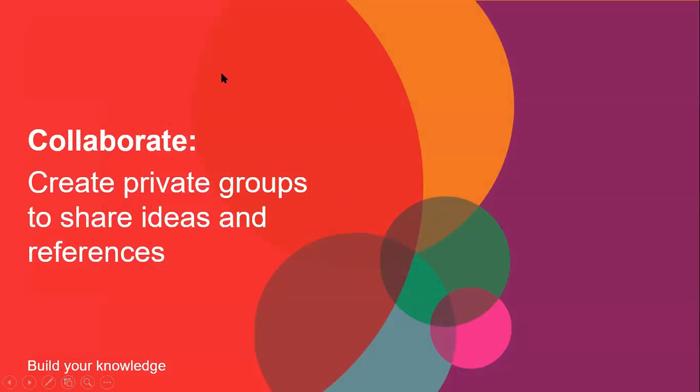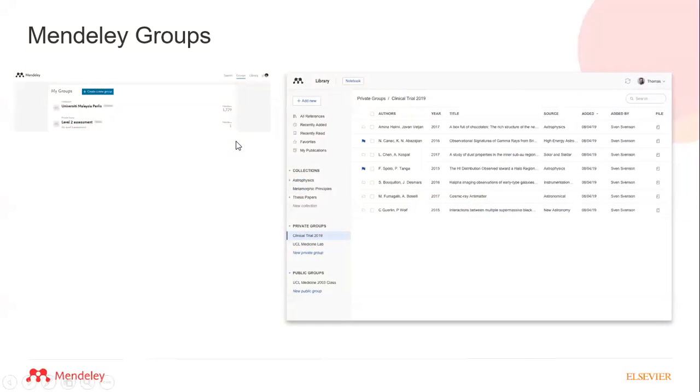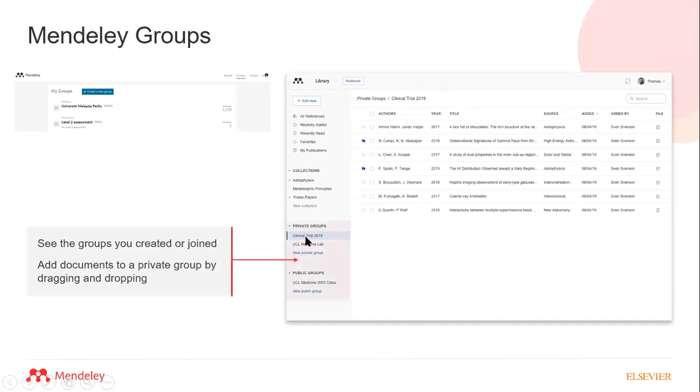Then for collaboration, if you would like to collaborate with other members or other Mendeley users, normally if you have a few members doing the same research or reading in the same research group, you can create a private group. Under your library in Mendeley Web, below the collection, you will find Private Groups.